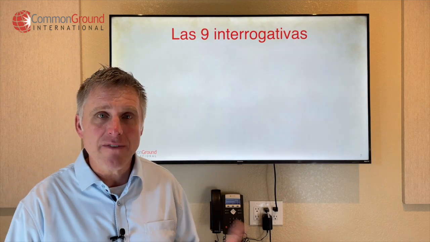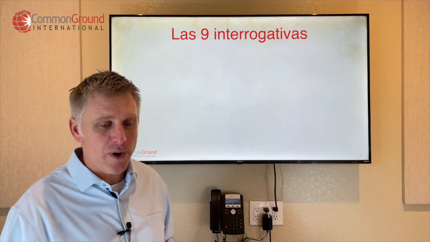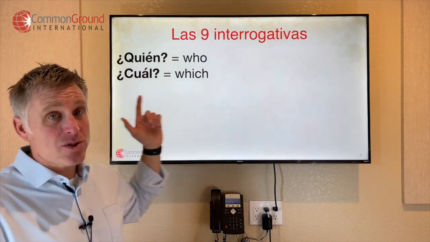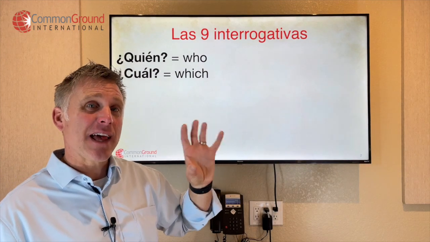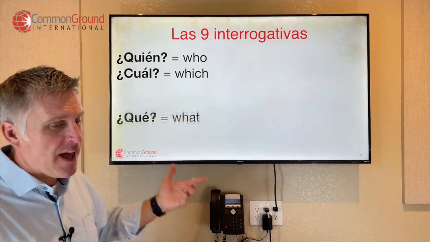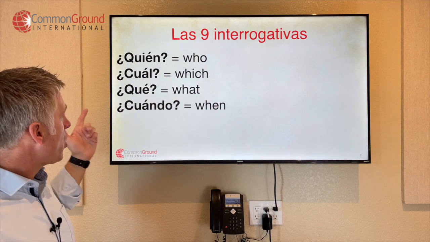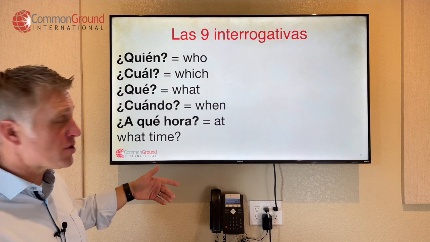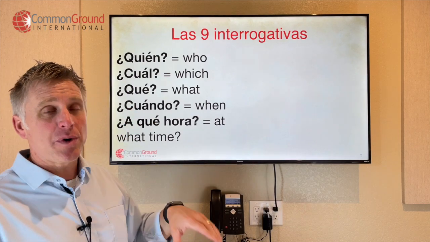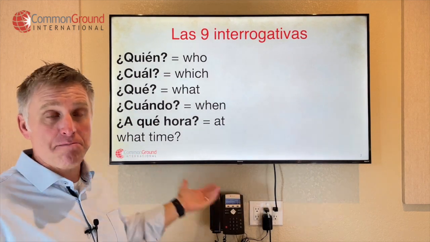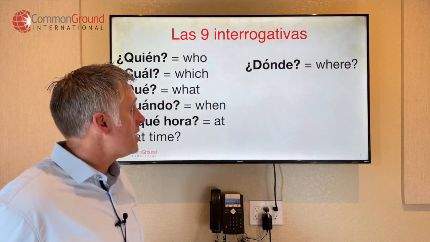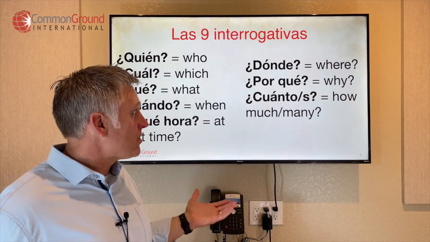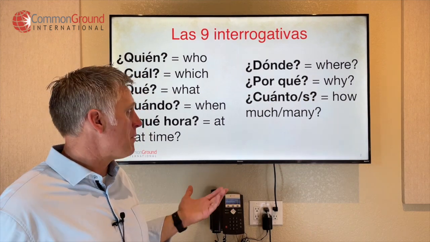First of all, las 9 interrogativas, the 9 question words. So, ¿quién is who? ¿Cuál is which? Oftentimes it sounds like what, but it is which. And ¿qué is what? ¿Cuándo is when? ¿A qué hora is at what time? So it could be similar to cuando, but when you're speaking time specific, you might be able to implement ¿a qué hora? ¿Dónde? Where? ¿Por qué? Why? ¿Cuánto or cuántos? How much or how many?